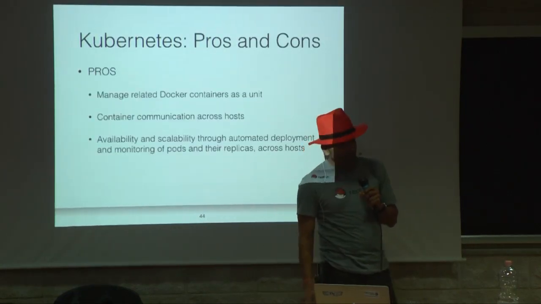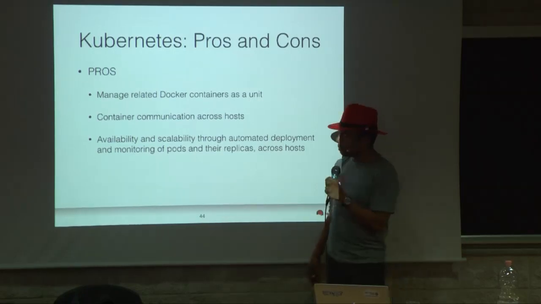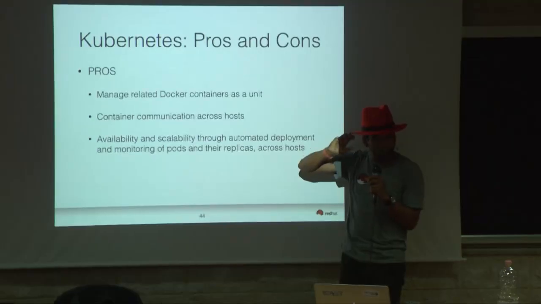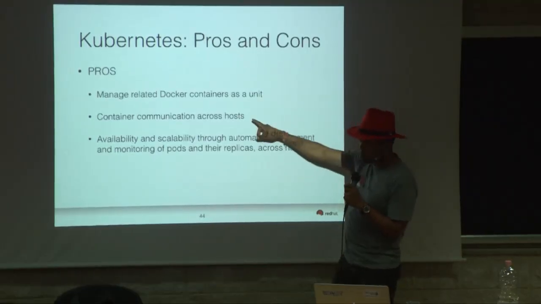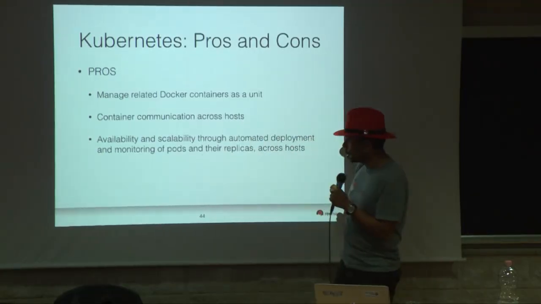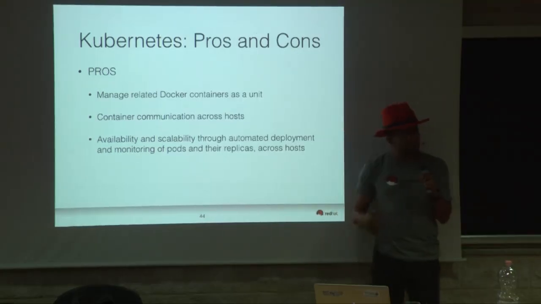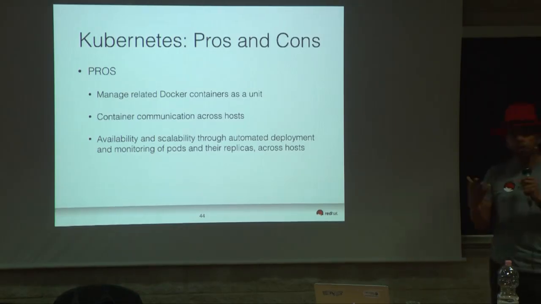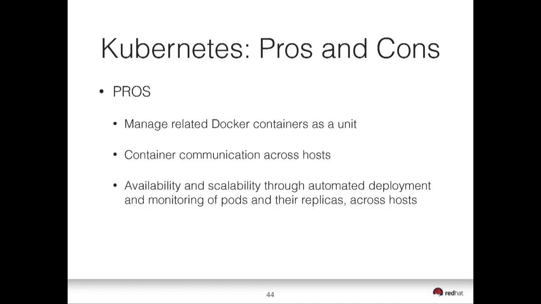So quickly, in terms of Kubernetes, really, the pros are it allows you to manage all related Docker containers as a single unit. It allows communication across multiple hosts, and it allows automatic or manual scaling of pods. So it gives you scalability, monitoring, and all of those within the Kubernetes cluster.